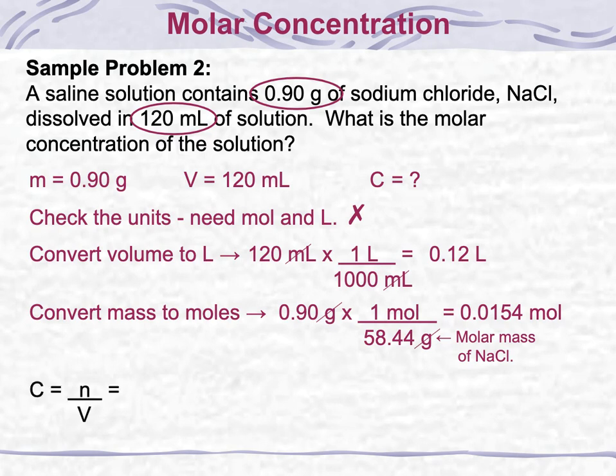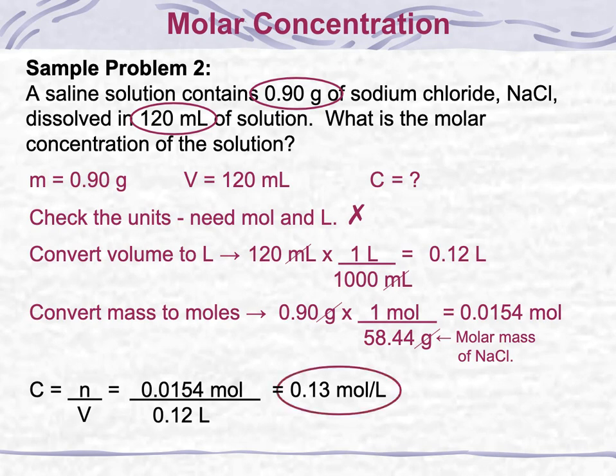Now we can calculate the concentration. So we take the moles, 0.0154, divide by the liters, 0.12, and we get a final answer of 0.13 moles per liter as the molar concentration of that sodium chloride solution.